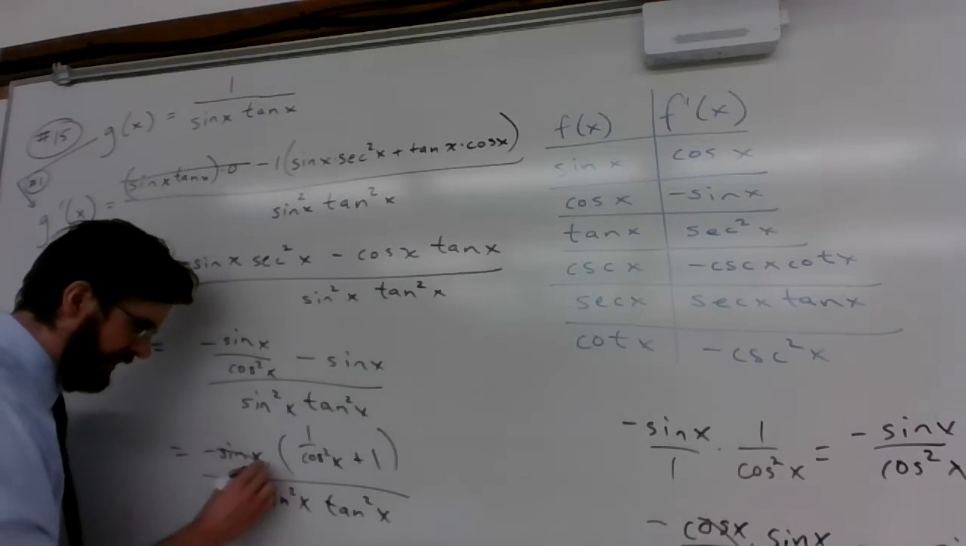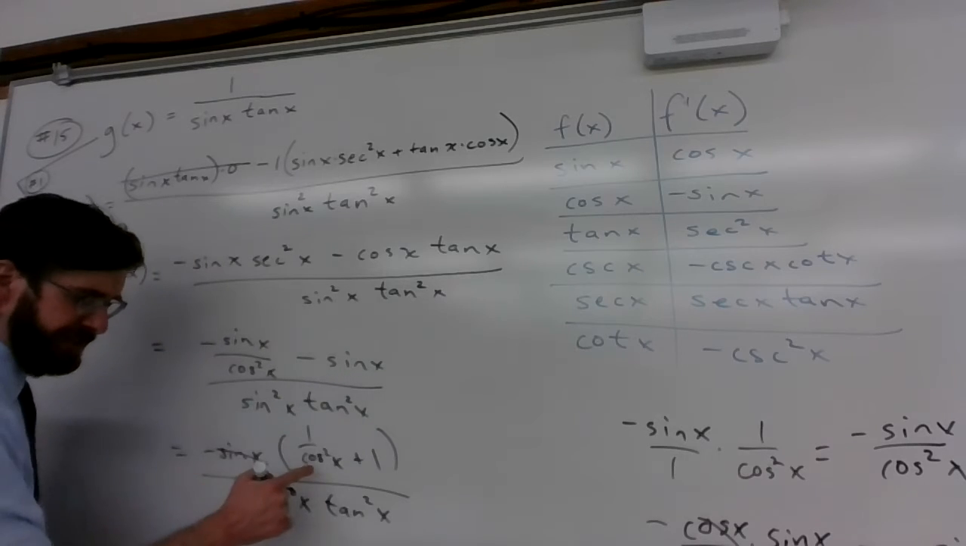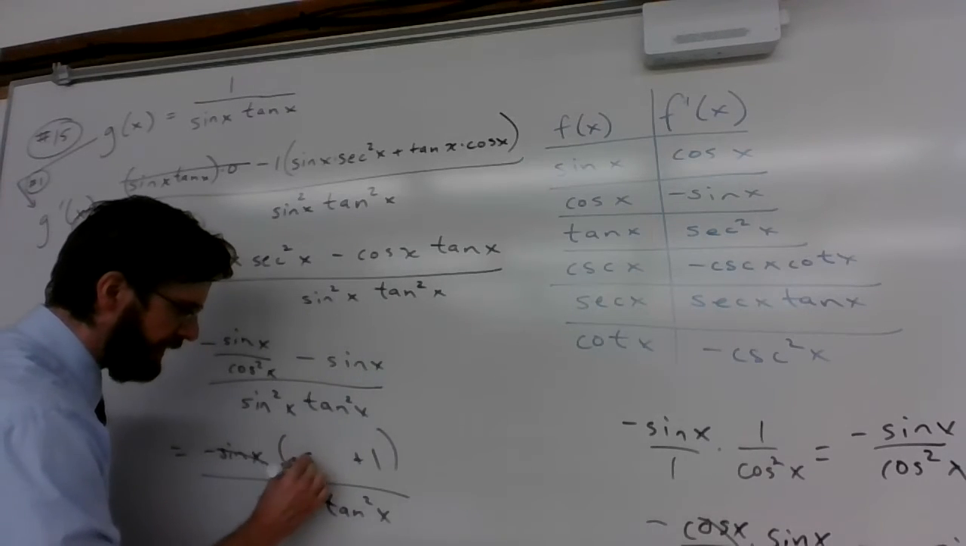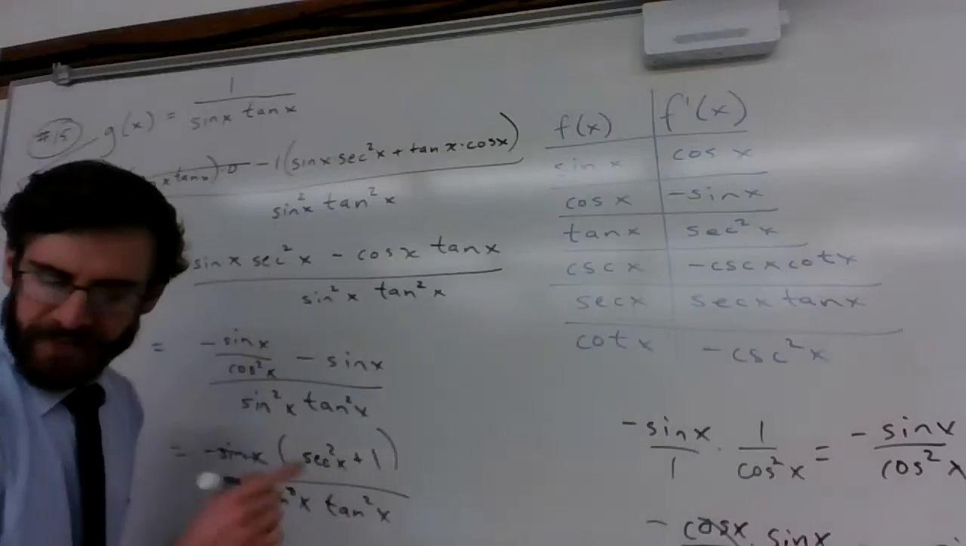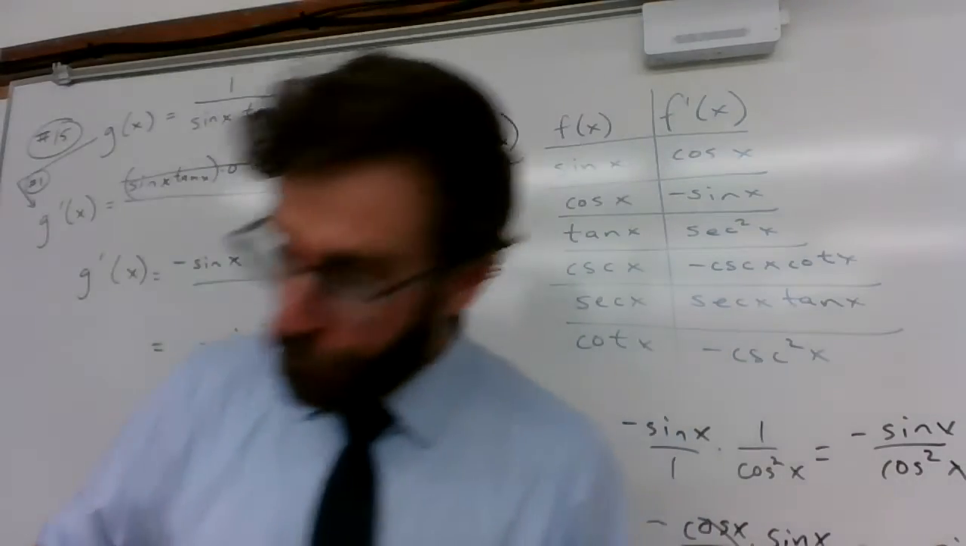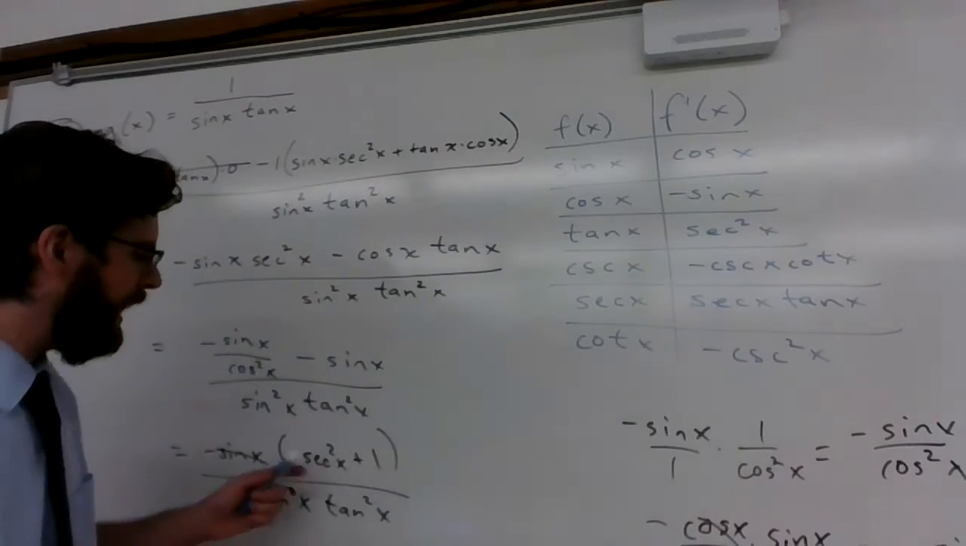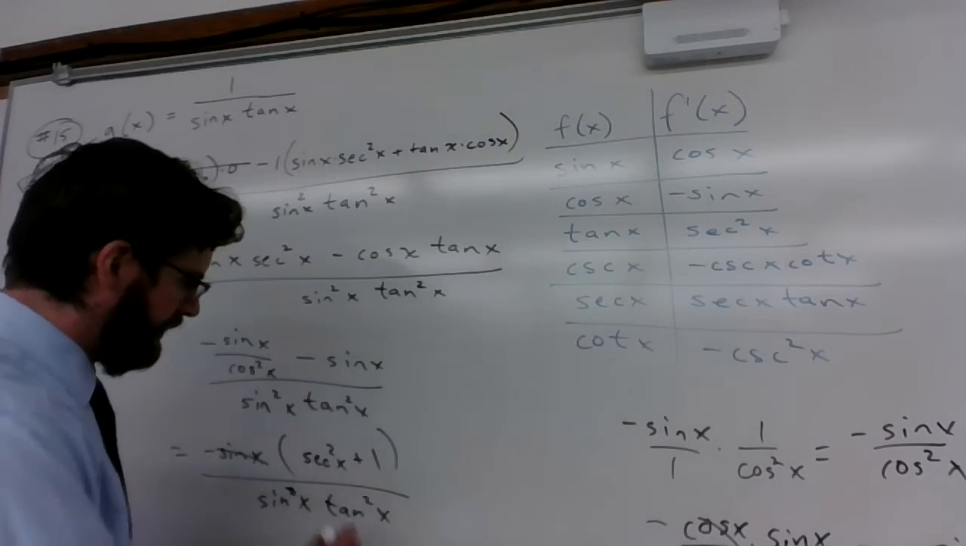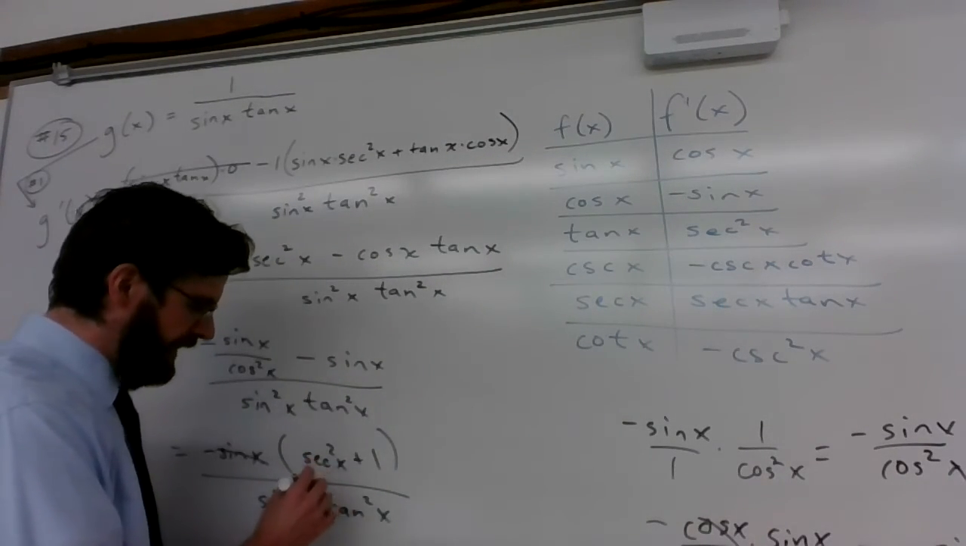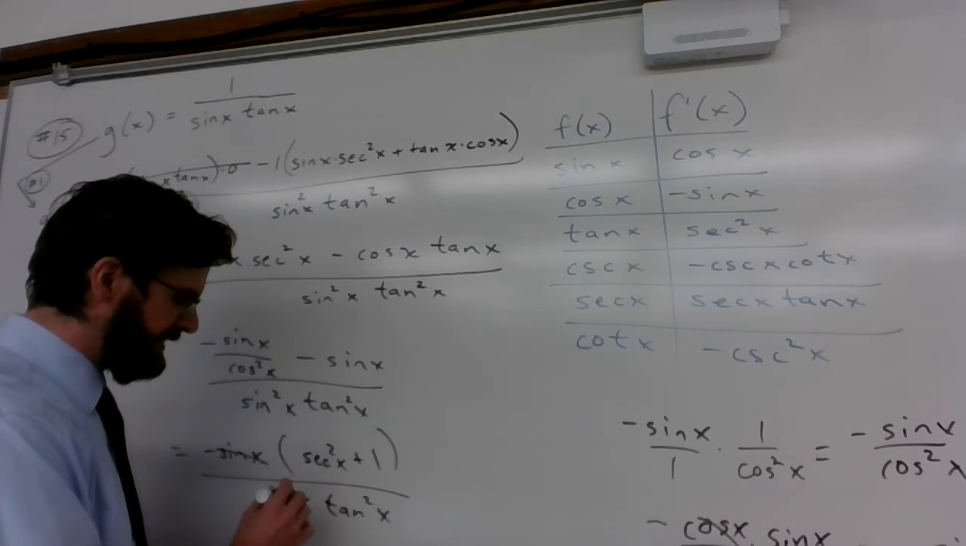We can cancel out a sine on top with a sine on the bottom. This is the same thing as secant squared. And I think that this is a Pythagorean identity. If you go to your formula sheet, well, it's not 1 plus secant squared. It's 1 plus tan squared. So I guess it doesn't really take us much further.